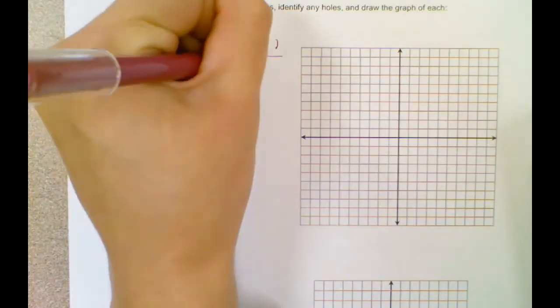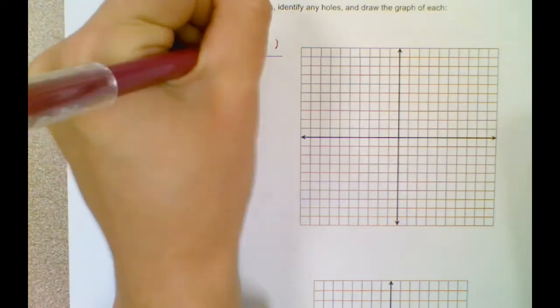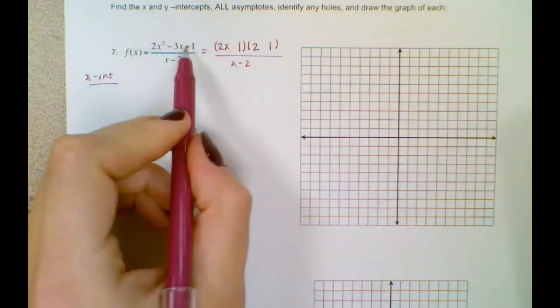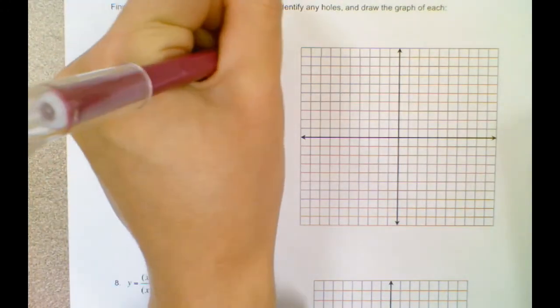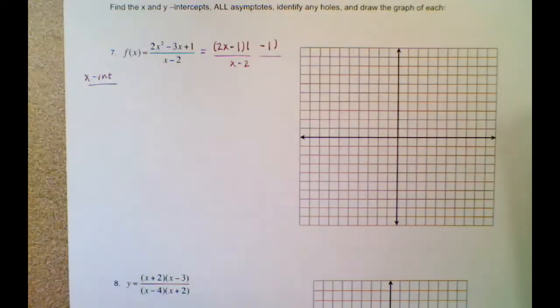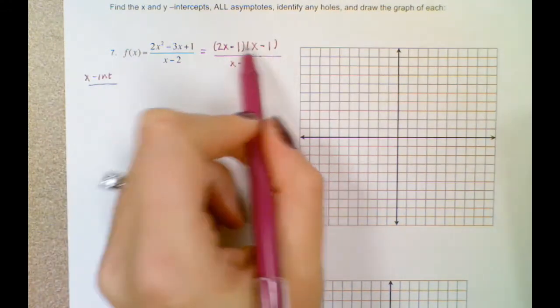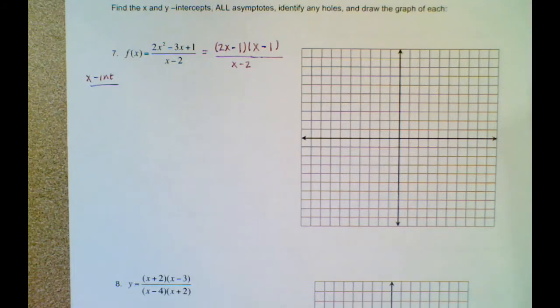X minus 2 is in the denominator. Okay, so 2x times x will give me 2x squared. Factors of 1 are only 1 and 1. These either both need to be negative or both positive. It looks like they both need to be negative. Oh, whoa, why did I write a 2 right there? Silly me. Okay, so 2x squared minus 2x minus x, that will give me the negative 3x. Negative 1 times negative 1 is positive 1.